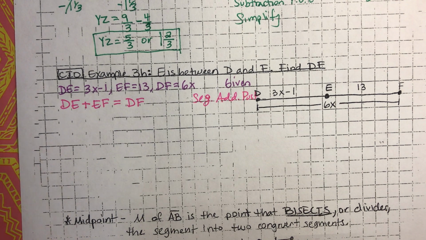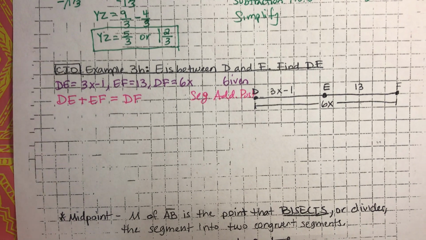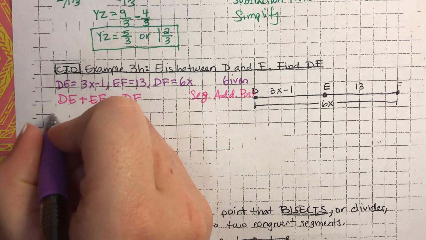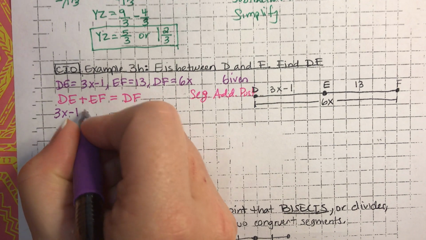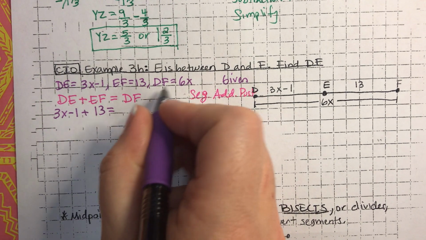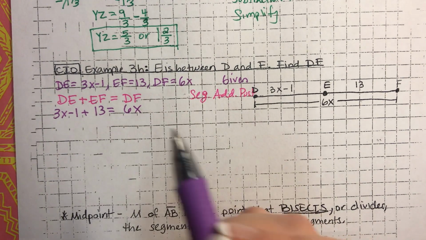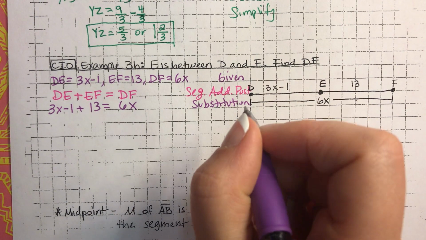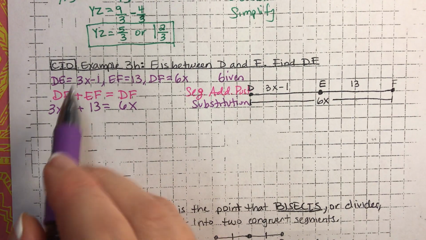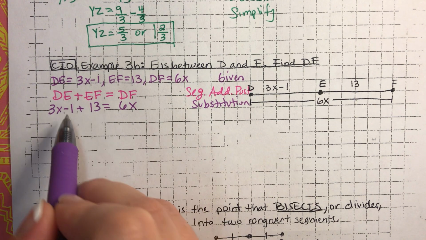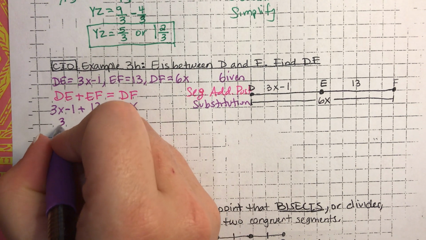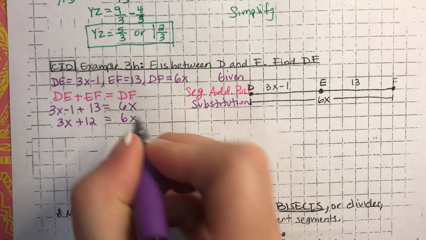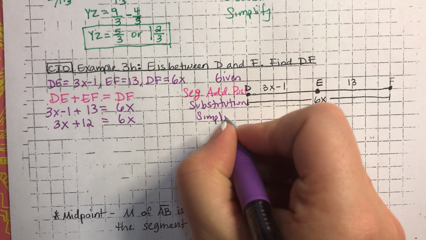Perfect. From here, we are just going to go ahead and substitute those given values in for the segment addition postulate. So instead of writing DE, I'm going to write 3x minus 1 plus EF, which is 13, equals DF, which is 6x. Okay, that's just substitution. And then we just simplify. So right here I have numbers on the same side of the equation. So I'm going to simplify that. So I end up with 3x minus 1 plus 13. That would be a positive 12. Equals 6x. That's just simplifying when you do that.